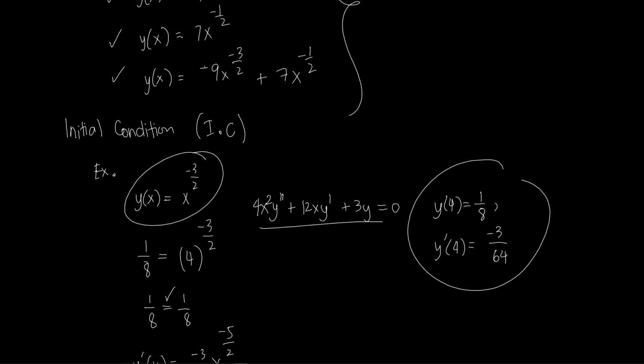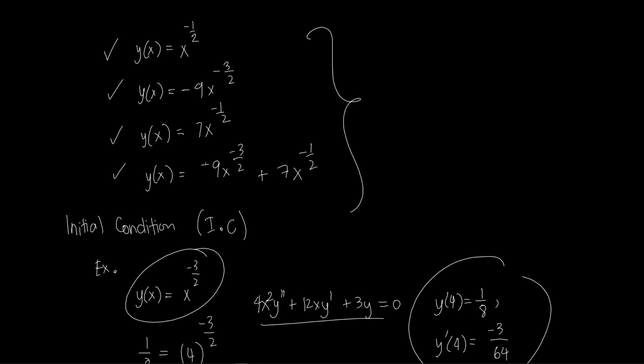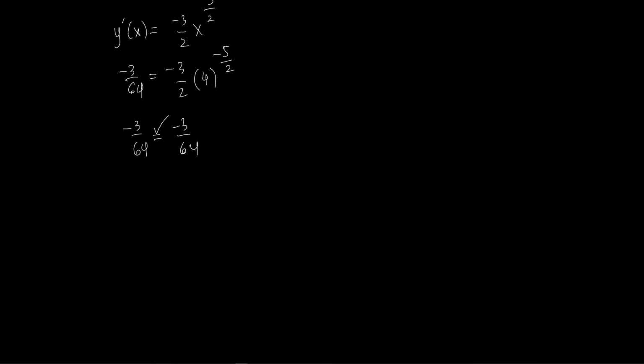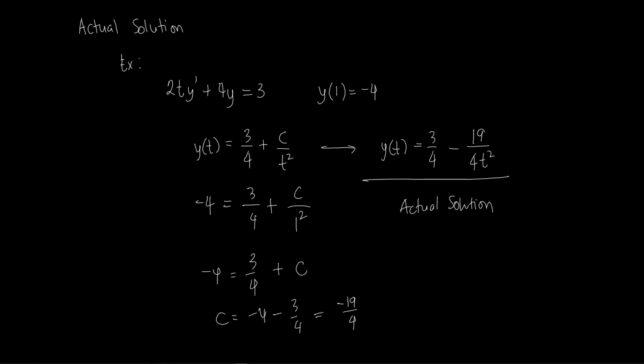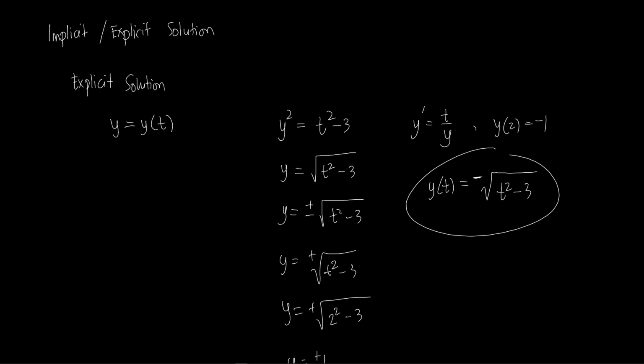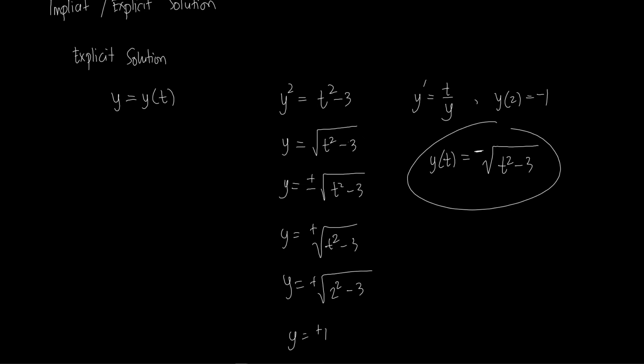So in order to get the exact solution that we are looking for, we use the help of the initial condition. Okay? And we also discussed the actual solution. The actual solution is simply solving for the value of your constant C. And we have two forms of the solution, the explicit and the implicit solution. For the explicit solution, it must be in the form of y is equal to y of t.